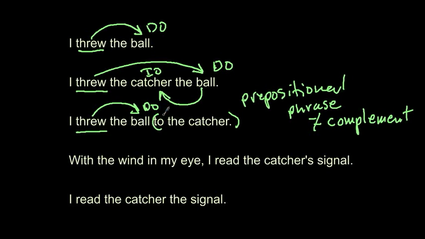And in fact, when looking at these parts of speech, you can generally cross out the prepositional phrases, and it reduces dramatically the number of words in the sentence. It helps it out completely when you're trying to figure out any particular part of speech. So let's read this next sentence. With the wind in my eye, I read the catcher's signal. So again, let's take out the prepositional phrases right from the beginning. So with the wind in my eye, I read the catcher's signal. That's all you have left.